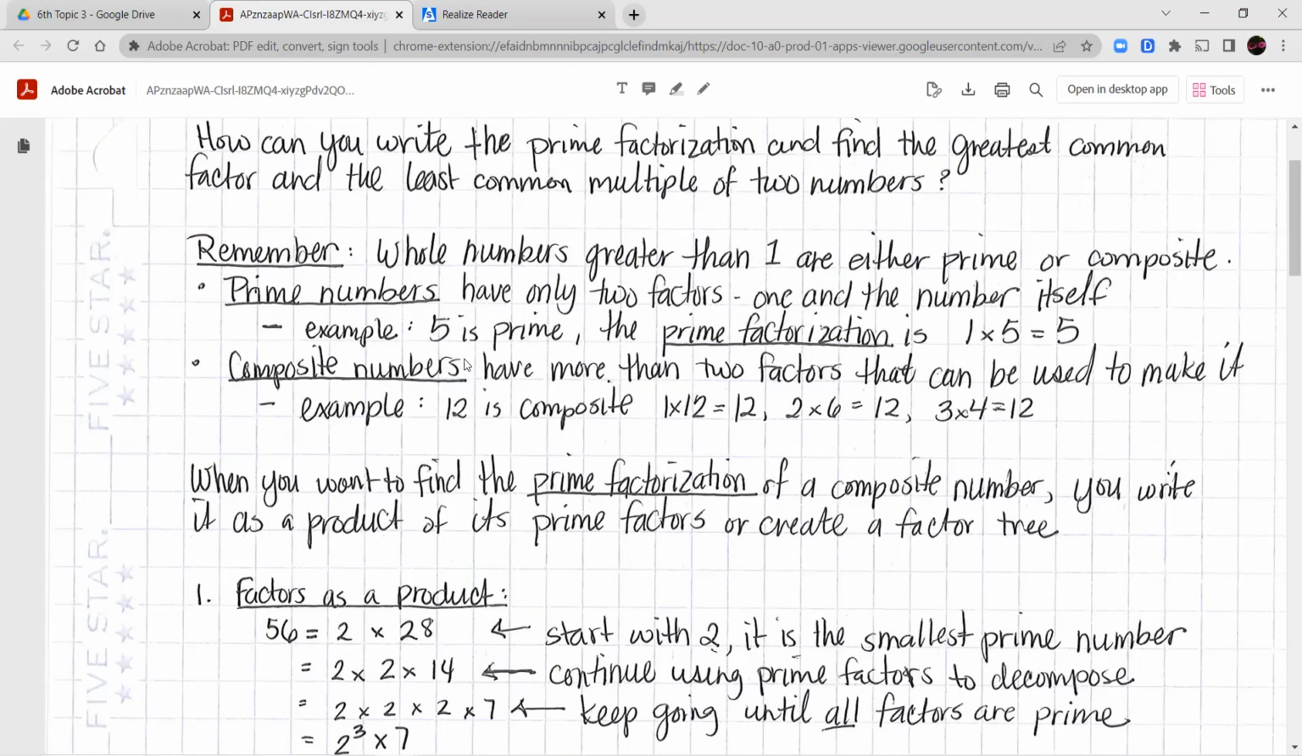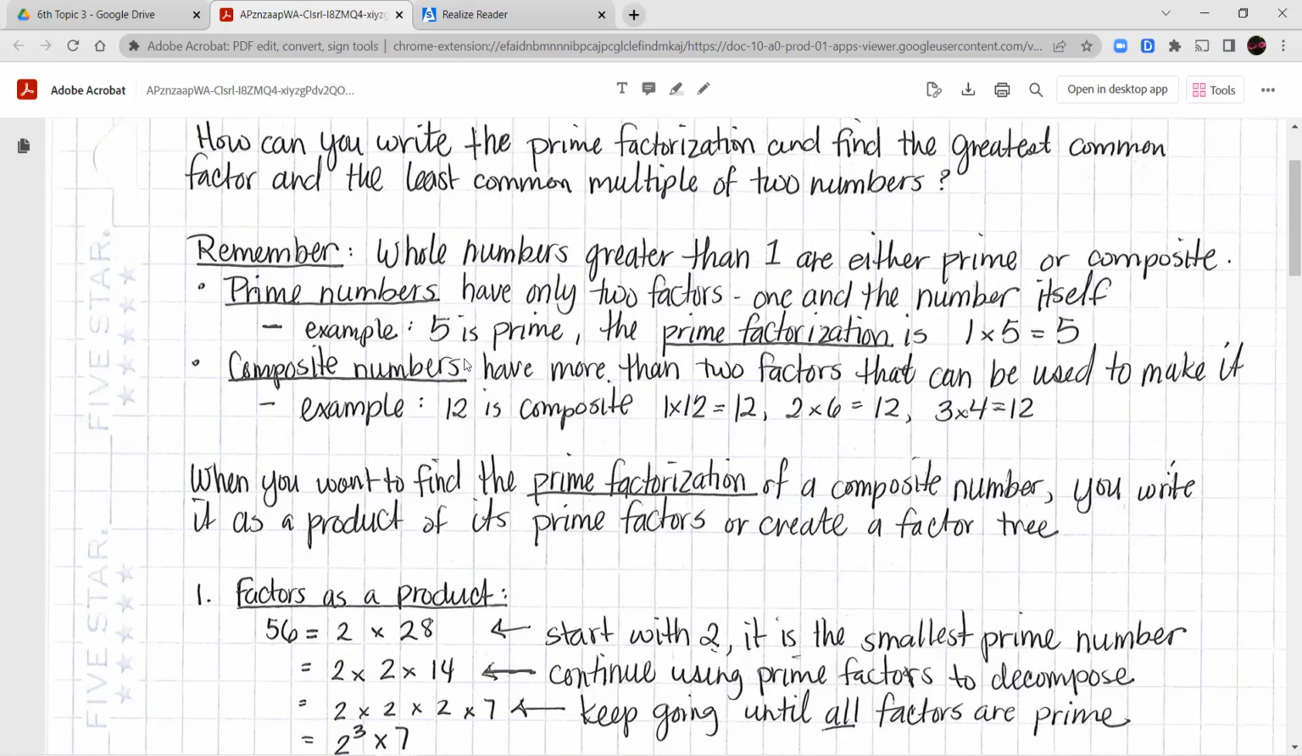A prime number only has 2 factors. That means you can only make that number by multiplying the number itself times 1. There's no other way to make it. For example, 5 is a prime number. The only way we can make 5 is 5 times 1. 3 is a prime number. The only way we can make 3 is 3 times 1.